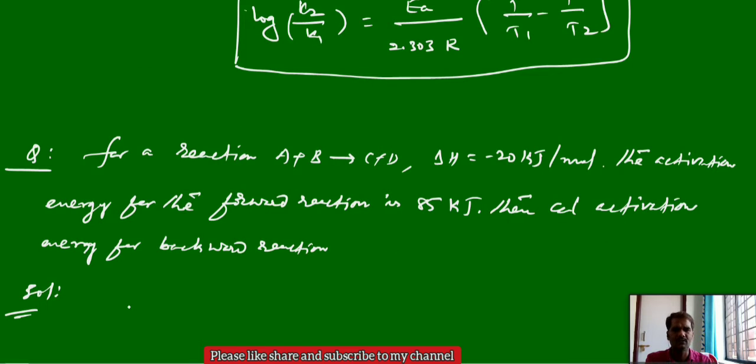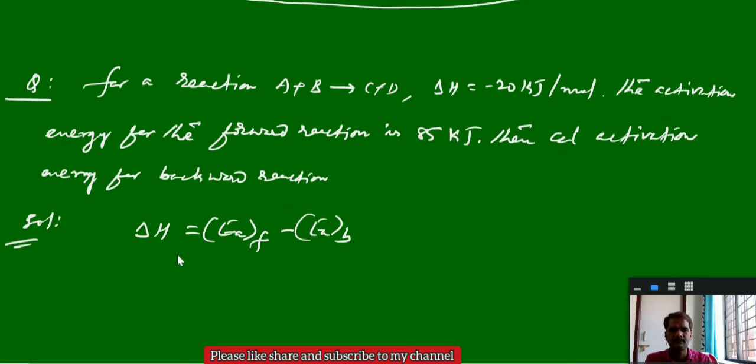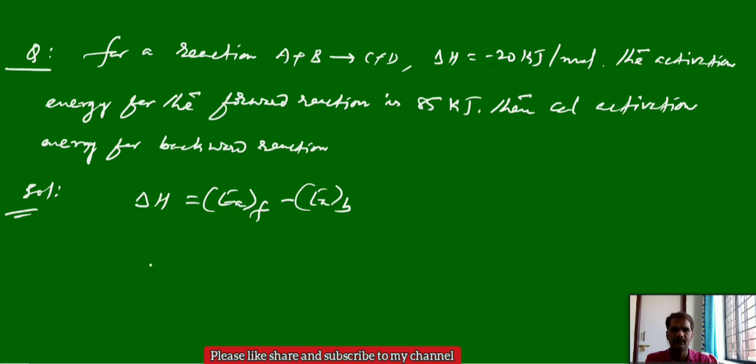So just a very basic question. Just use the formula delta H equal to activation energy of forward reaction minus activation energy of the backward reaction. So delta H is given, that is minus 20, and forward reaction is given 85, backward reaction we have to calculate. So activation energy of backward reaction is equal to 105.